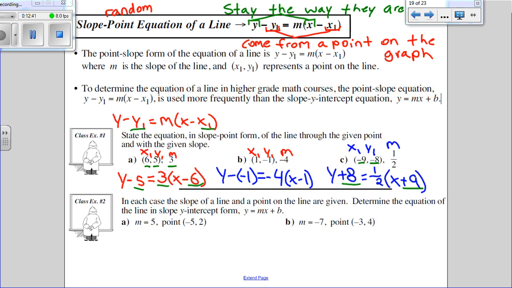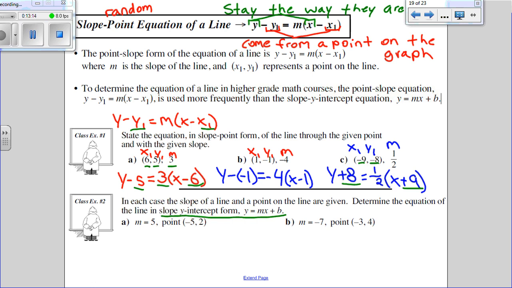Okay, question 2. A good question that if you just got given to you would probably be pretty confusing. So the question says, in each case, the slope of a line and the points of line segment are given. Determine the equation of the line in slope y-intercept form. So they're saying you have to build an equation in slope y-intercept form, but they didn't give you the slope and the y-intercept. They gave you slope and a point.